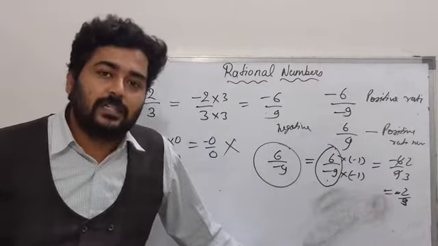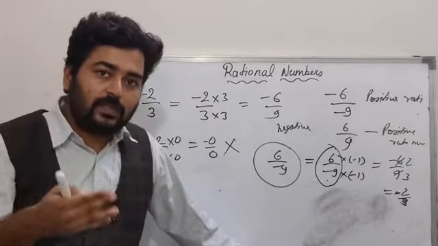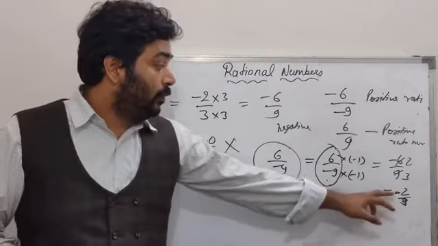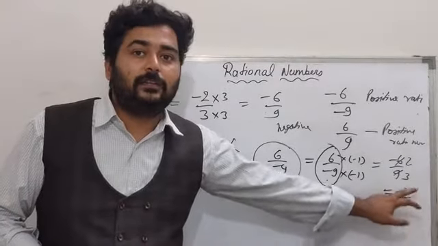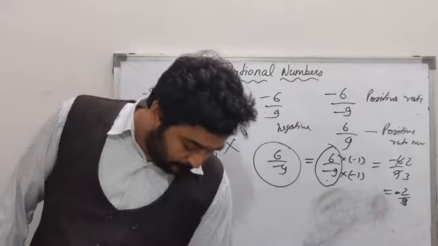What is the meaning of lowest term? It means you keep dividing it until it becomes its lowest term. That means one is the only common factor between numerator and denominator. Is it becoming clear?